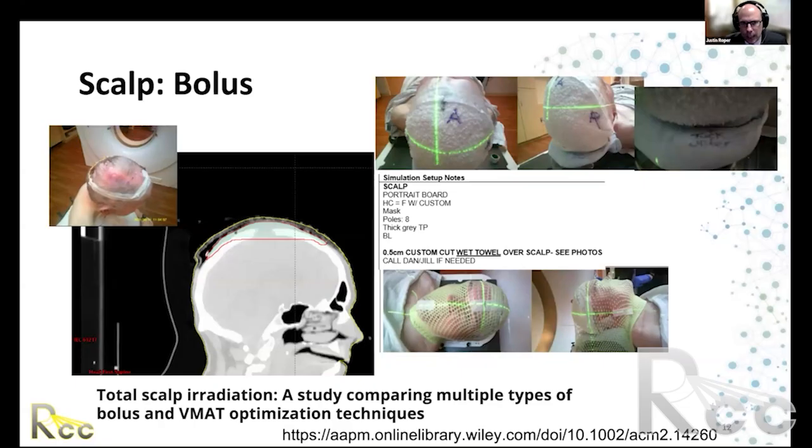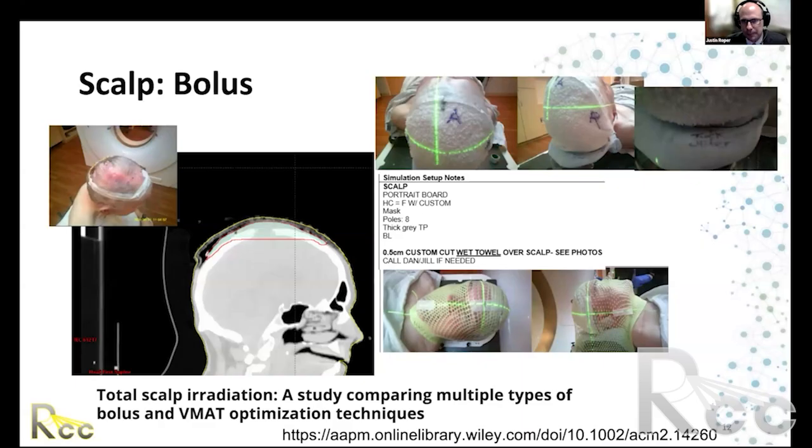At our clinic, we have evaluated custom bolus, so silicone which is designed and fabricated from a 3D print on a patient-specific basis. We have also looked at generic swim caps made of silicone and compared that to cutting sheets of flat bolus to fabricate these helmets, and this is publicly available. So if you want to check out that bolus study and also look at optimization techniques, a link is included here to that paper.